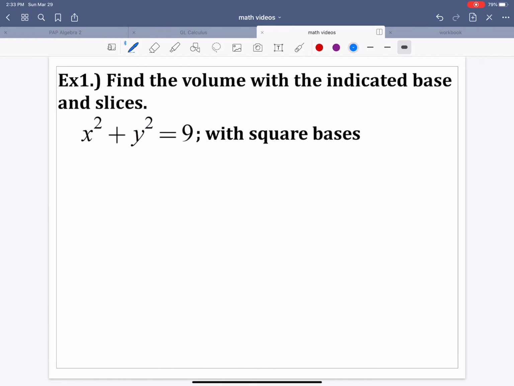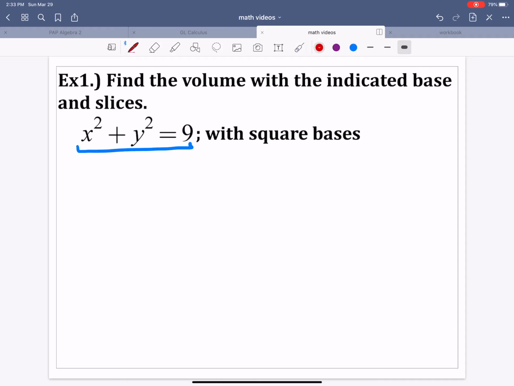Problem number 1. Find the volume with the indicated base and the indicated slices. So this is what I was talking about earlier. Here we've got the equation of a circle. And this is a pretty easy circle because the radius is going to be 3. Remember that the equation we just wrote down is r squared. So r squared equals 9, which means the radius here has to be 3.